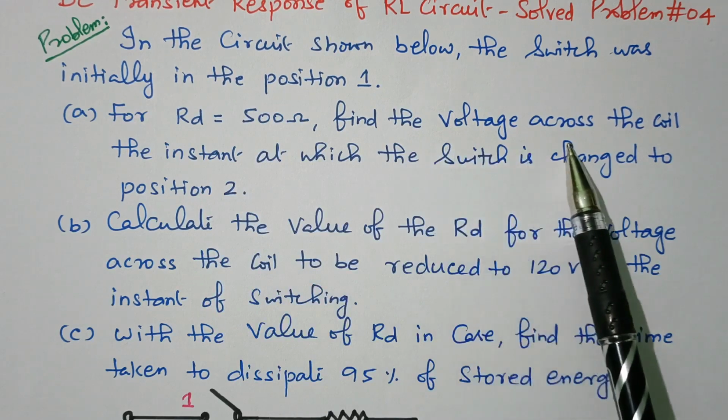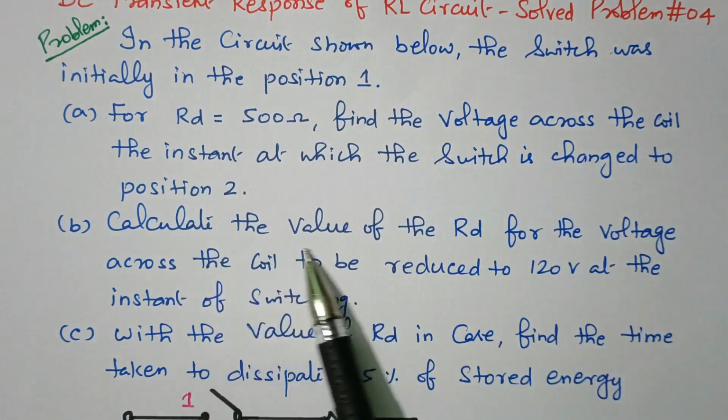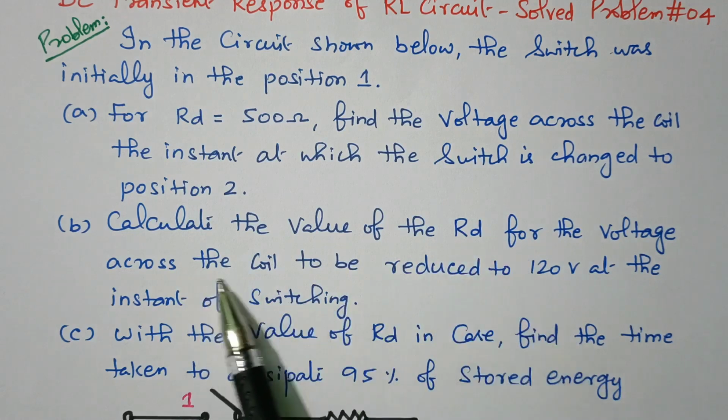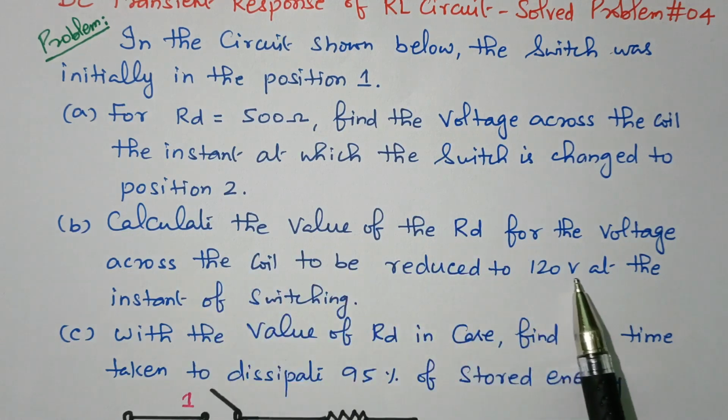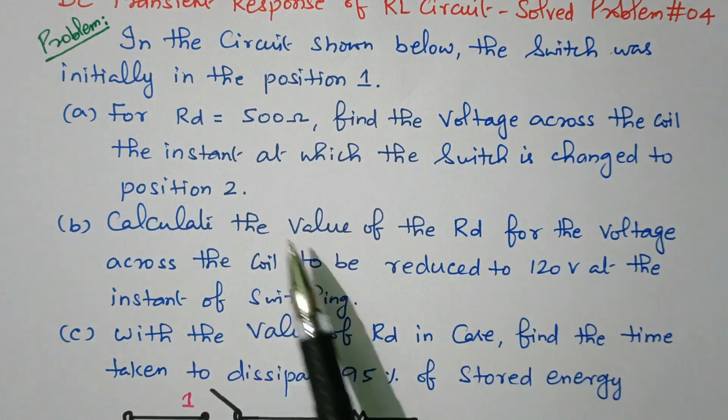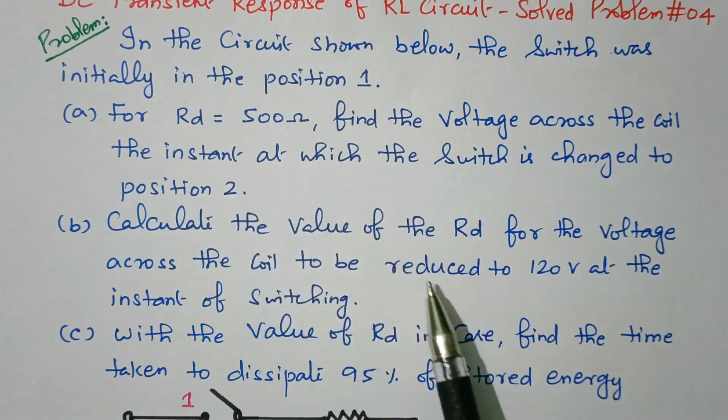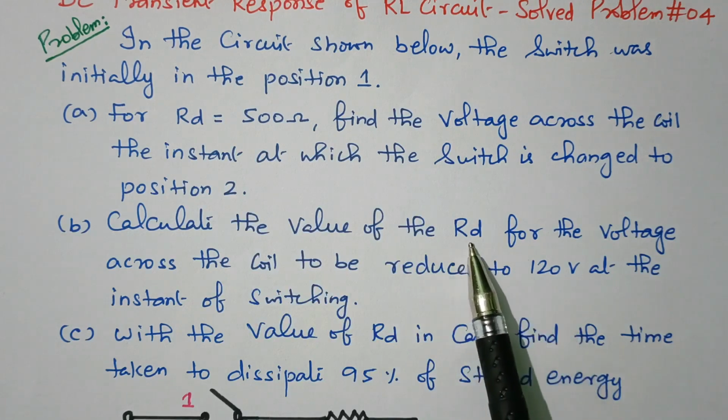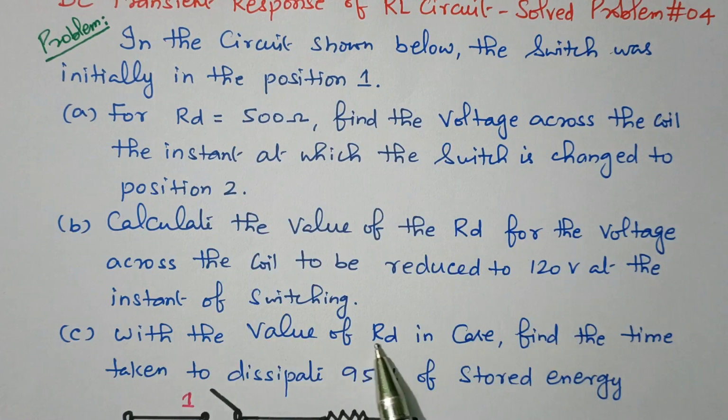We need to find the voltage across the coil. So first question: calculate the value of RD for the voltage across the coil reduced to 120 volts at the instant of switching. Here the RD value is not given, we need to find it, so that the voltage is reduced to 120. For that we need to find the RD value. With the value of RD in that case, find the time taken to dissipate 95% of the energy stored. That is the third question. We need to take the same value of RD, and find the energy stored to dissipate 90% of the stored energy.